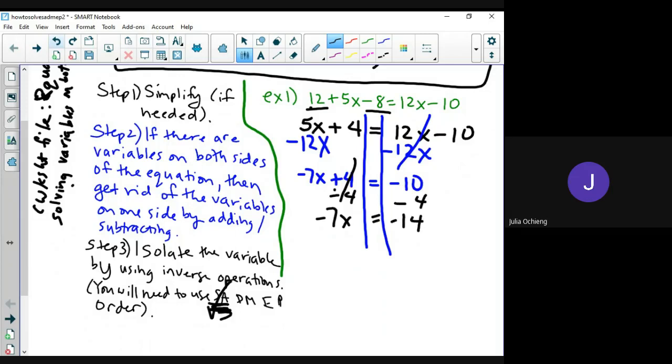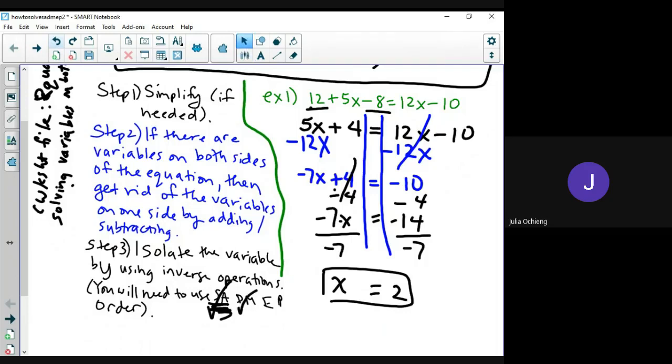The next thing I have to get rid of is anything that's multiplied or divided to the variable. So this is negative 7 times x, so I have to get rid of times negative 7 by doing the opposite operation with the same number, which is divide by negative 7. And that's going to become x equals 2. That's it. I've solved it now. There's nothing else to do, so I don't have to check for the other 2.